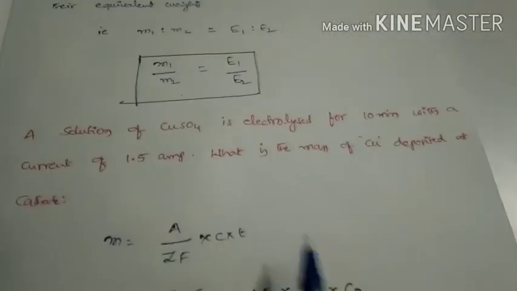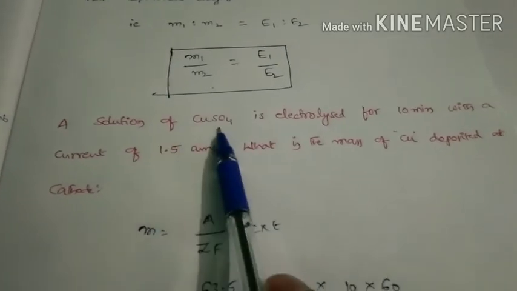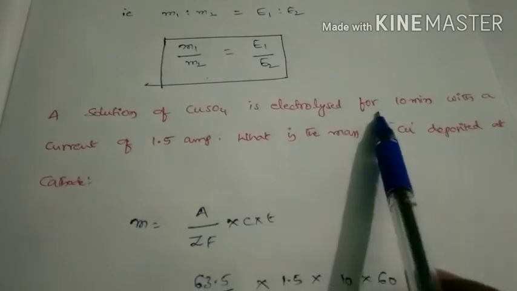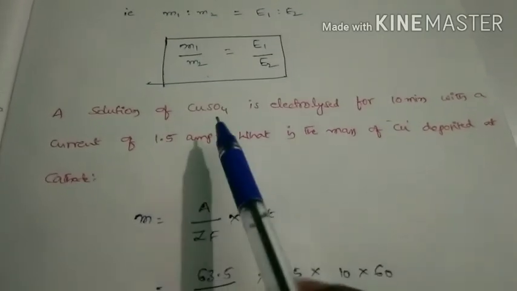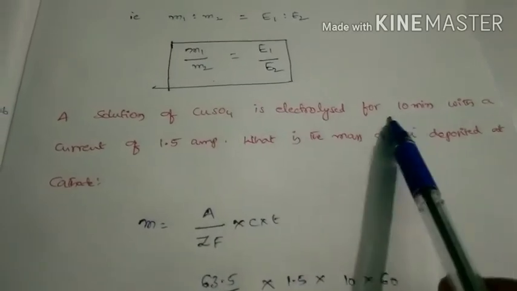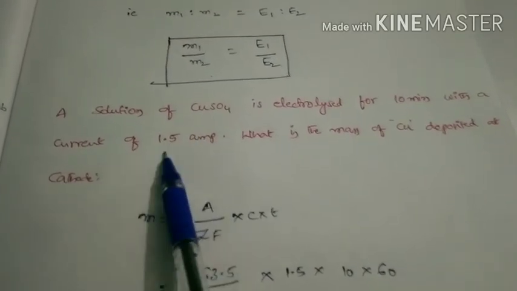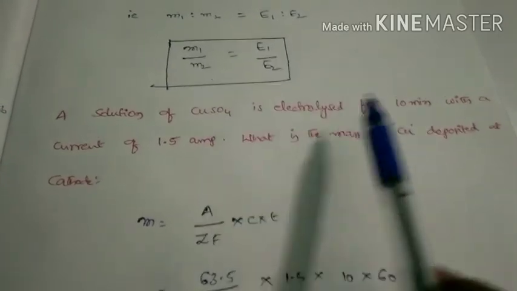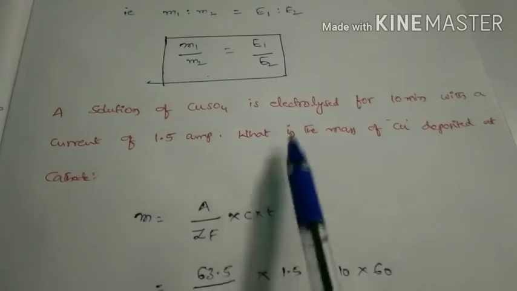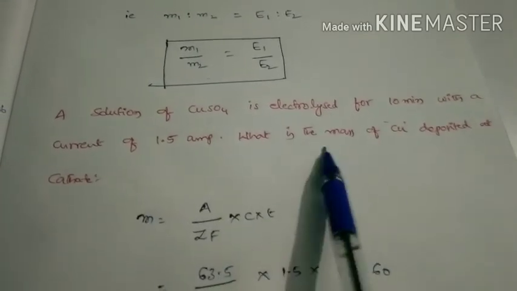Based on this, one problem is there. A solution of copper sulfate is electrolyzed for 10 minutes with a current of 1.5 amperes. That means copper sulfate is the electrolyte that undergoes electrolysis for 10 minutes. That means 1.5 amperes of electricity is passed through this solution for this much time. Then what is the mass of copper deposited at the cathode? That means we have to find the mass of copper.